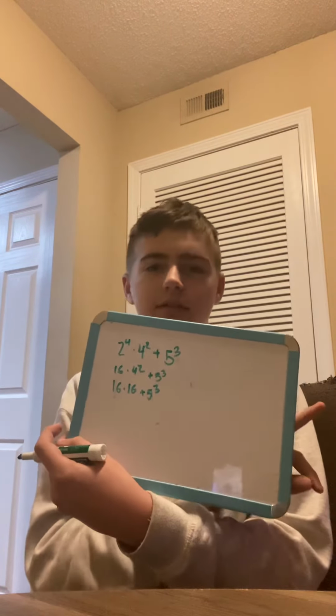Alright, so 4 times 4. 4 to the 2nd is 4 times 4. So what is 4 times 4? 16. So now we have 16 times 16 plus 5 to the 3rd. That looks like 5 to the 3rd, or 5 cubed. So what is 5 times 5 times 5? From my previous questions, think of it as 25 times 5.